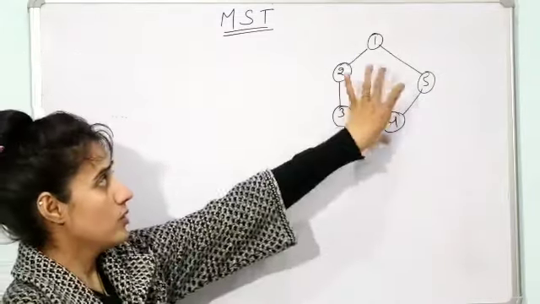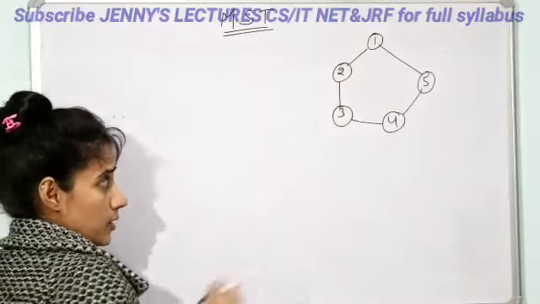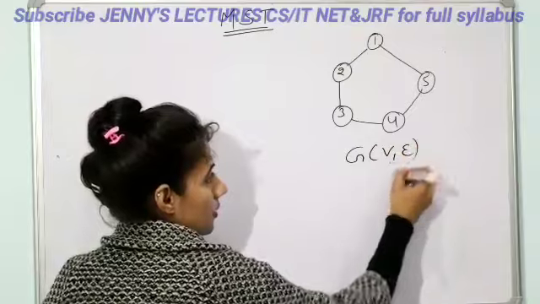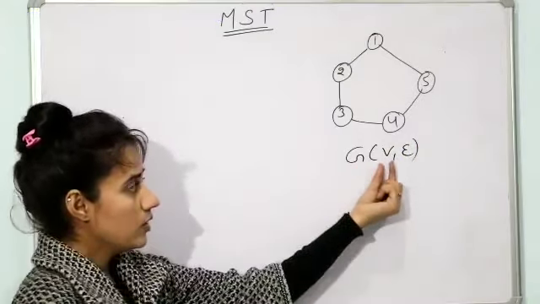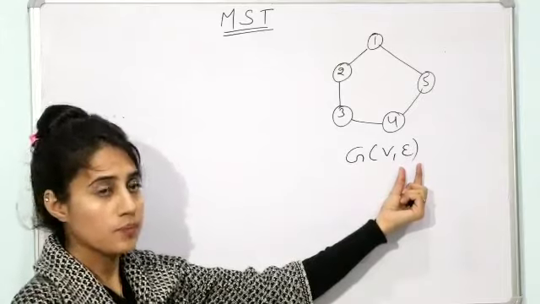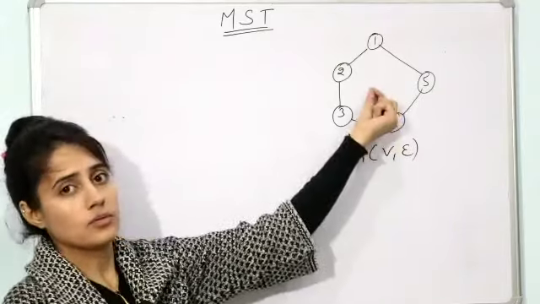Fine. Suppose this one is our graph. We have this kind of graph. 5 vertices we have, and these are connected by some edges. Fine. So a graph can be represented by G(V, E). This graph is having V number of vertices and E number of edges. Okay. Now what will a spanning tree be? Spanning tree of this graph.